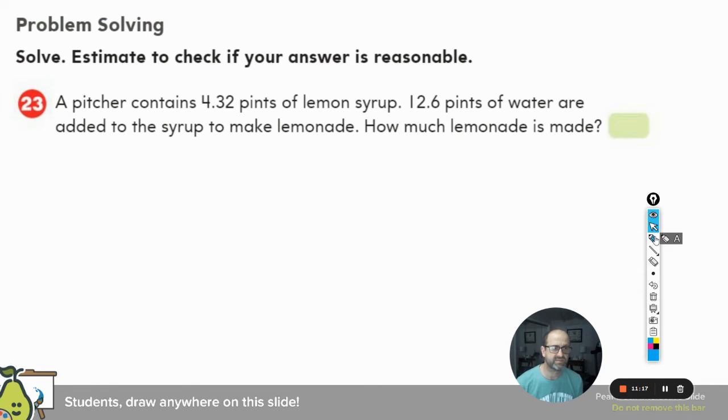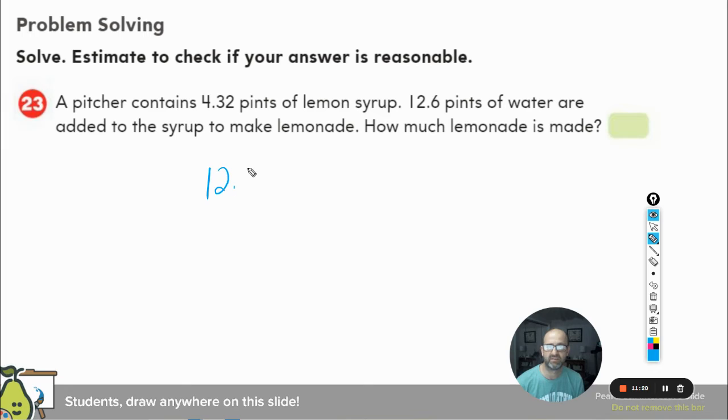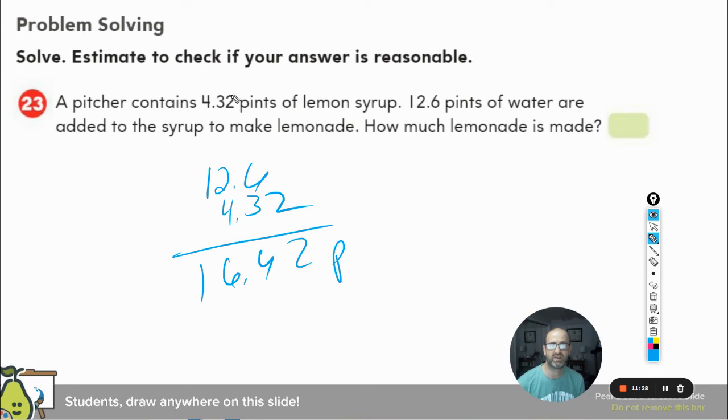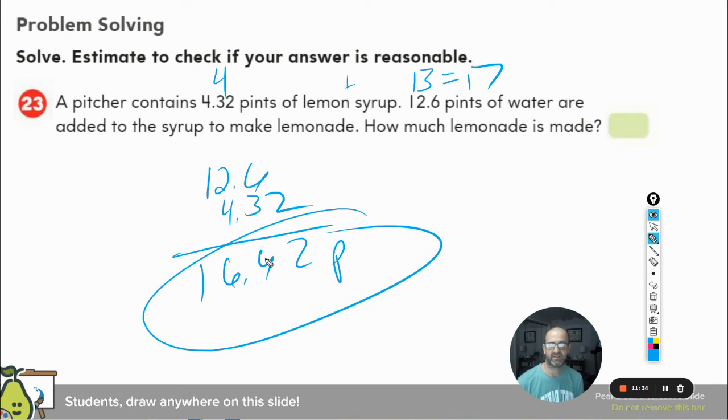All right, this one is just straight up addition, isn't it? And you get 9, 6, 16.92 pints. I would add 4 plus 13, and I'd get 17. That's reasonable. That's a 9.